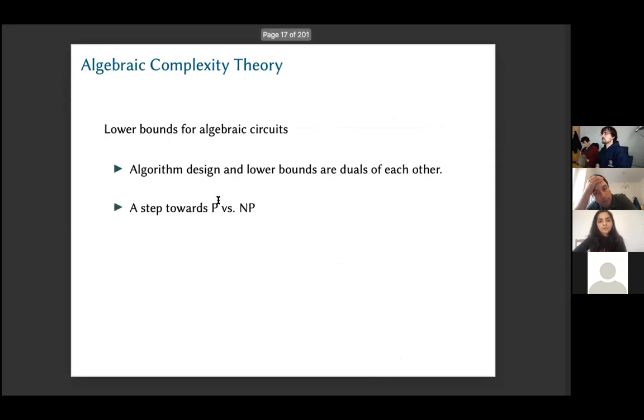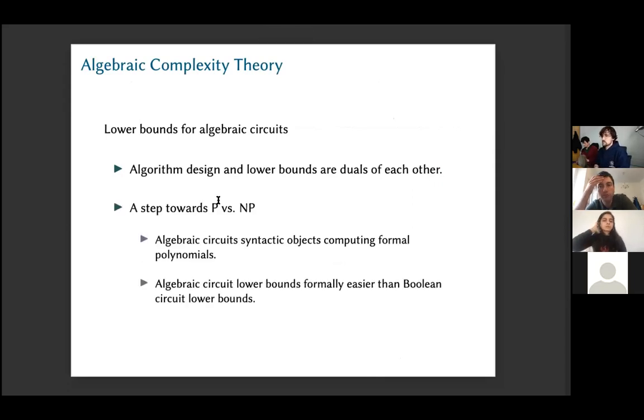And now to the question that we just were going to talk about. It is formally known by a result of Bürgisser, I should have put a reference here, that VP versus VNP could be a stepping stone towards P versus NP. It's not to say that this is the only way to prove P versus NP, but it is known that algebraic circuit lower bounds formally are easier than Boolean circuit lower bounds. So in particular, if Boolean circuit lower bounds hold, then algebraic lower bounds also hold.